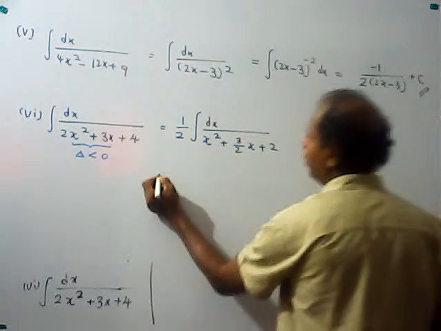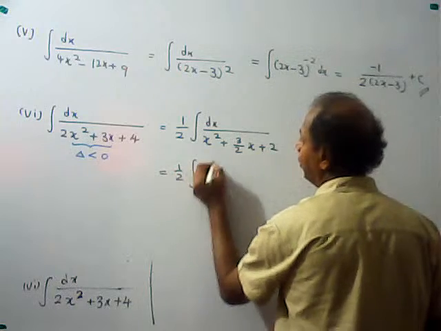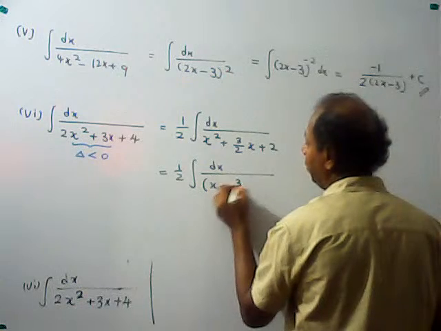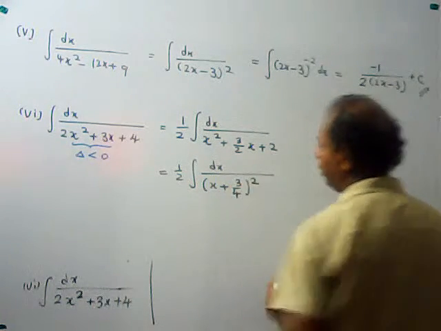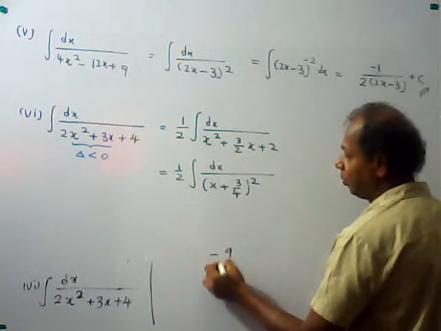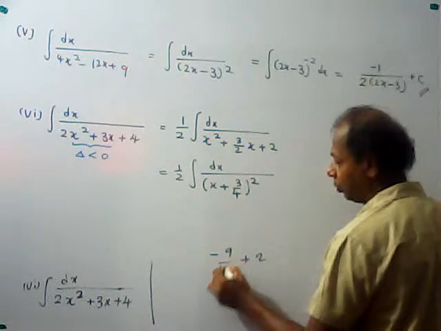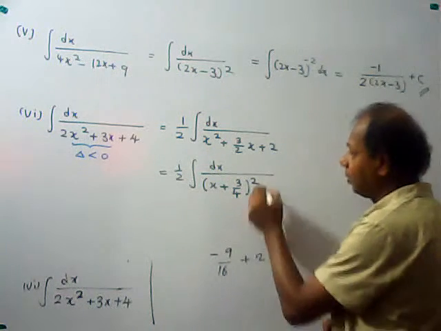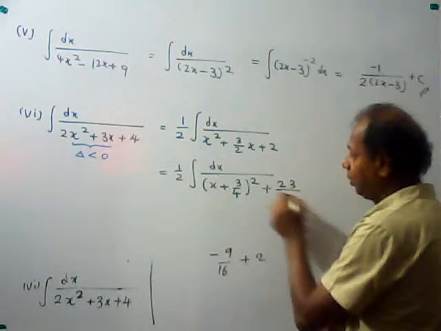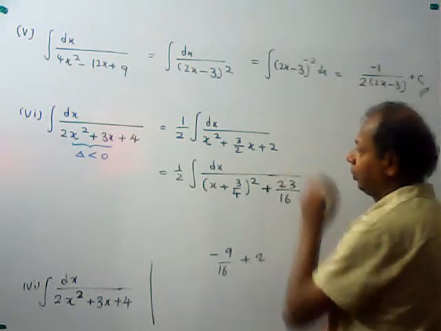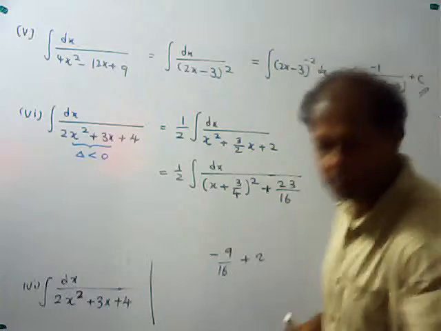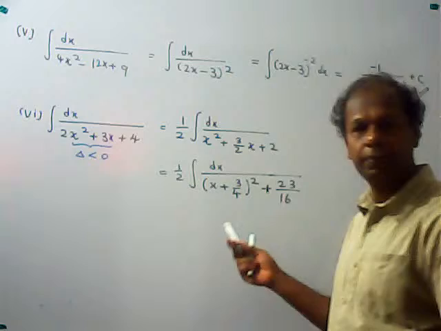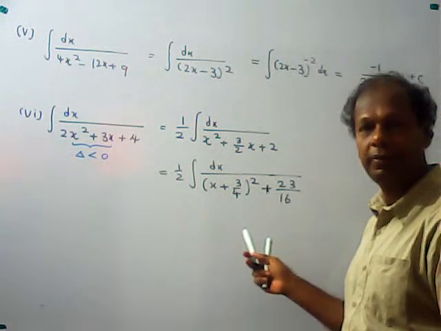Now completing the square, you get half dx, x plus 3 over 4 squared, then minus 9 over 16 plus 2. That will be 32 minus 9, 23 over 16. So this is what you get completing the square in the denominator. Now it looks like the tan inverse form.